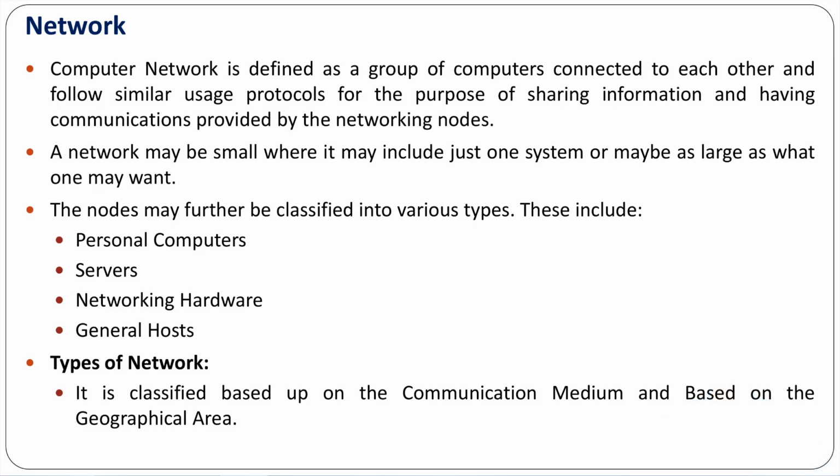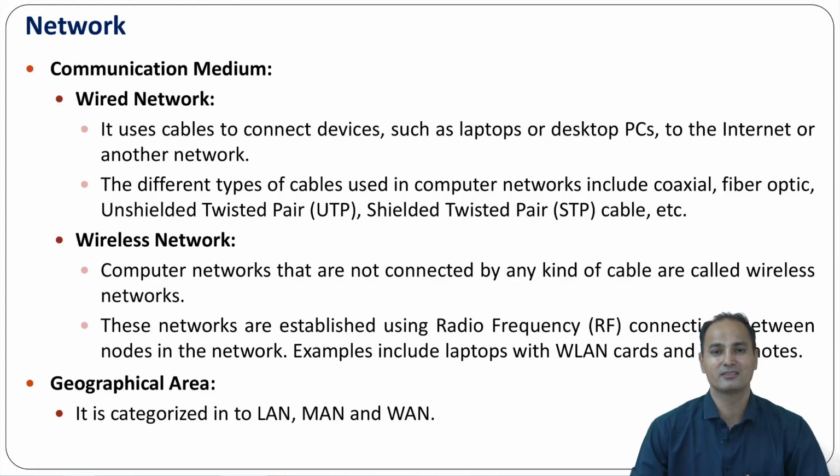Types of network. It is classified based upon the communication medium and geographical area. It is generally categorized into wired networks and wireless networks. So let's move to the wired network. So what is a wired network? Simply, wired network means there would be connections using wires. So it uses cables to connect devices such as laptops or desktop PCs to the internet or another network.